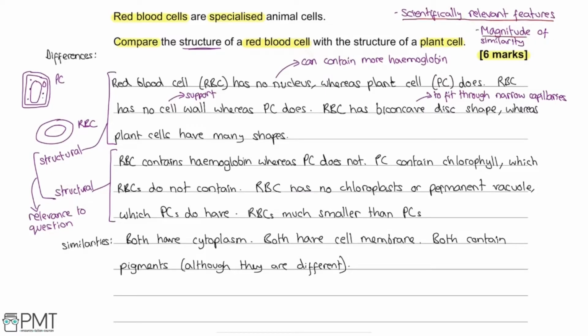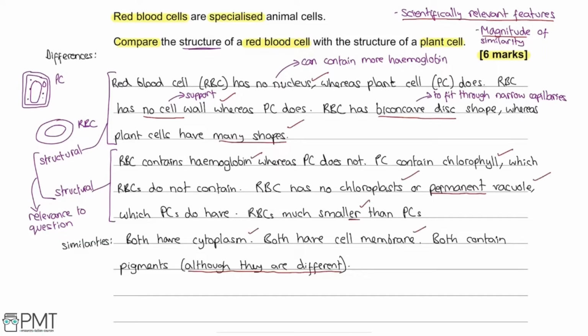We can see that when we say both contain pigments, although they are different, you can compare that against the times where we've got absolute similarities. Both have cytoplasm, or one has no cell wall whereas the other does. We have comparisons of physical shapes, and we also have comparisons of the contents of these cells. And you can see we have well over 6 points.